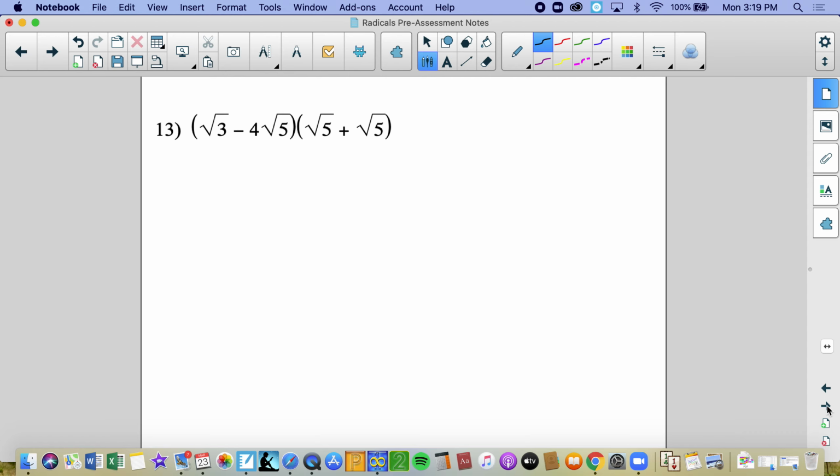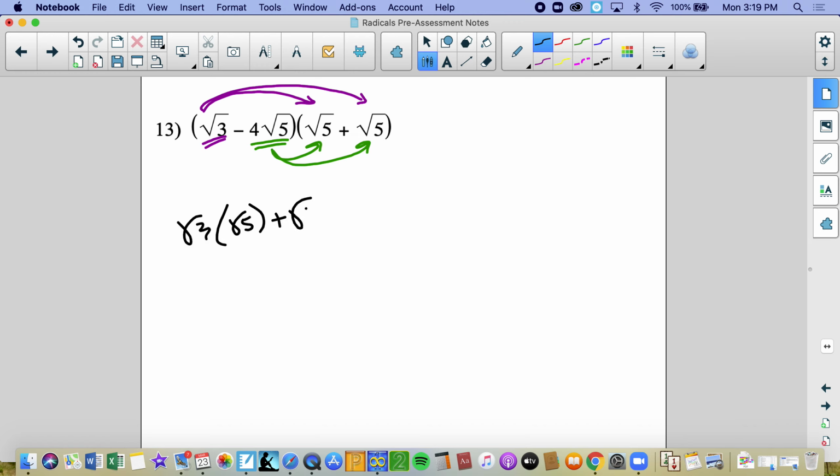This is a binomial times a binomial. We're going to use FOIL. We're going to take the first term, we're going to distribute it to the two terms in the second binomial. And we're going to take the second term and we're going to distribute it to the two terms in the second binomial. So we have rad 3 times rad 5 plus rad 3 times, oh, Mr.